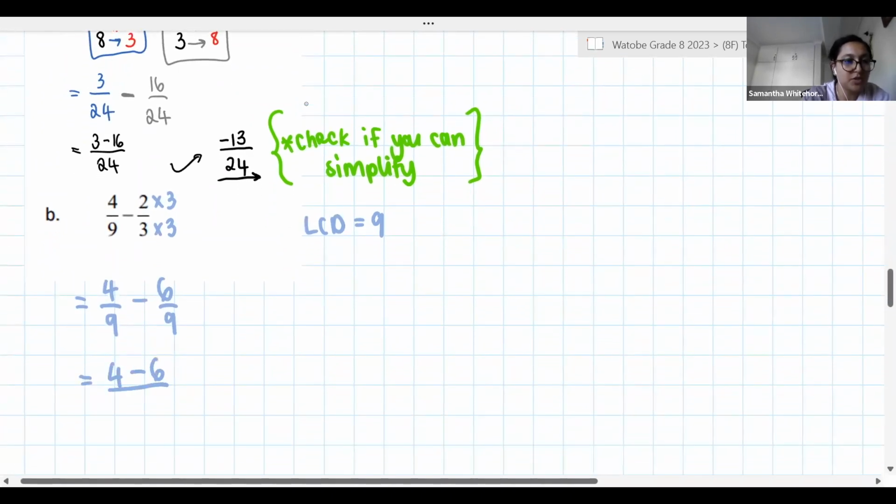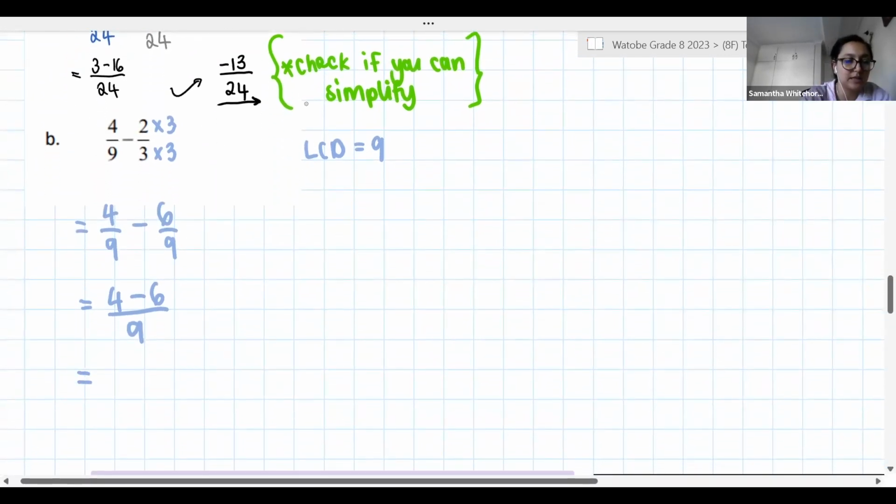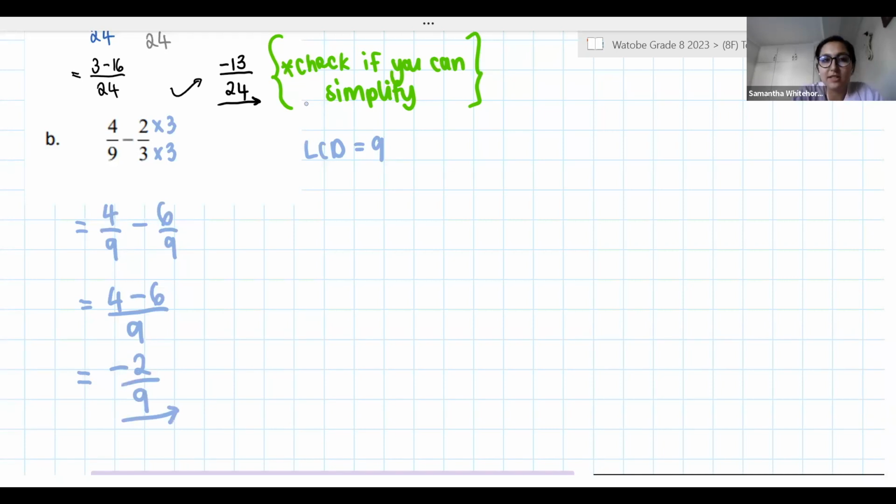Okay, is it +2 or is it -2? What is 4 minus 6? It's -2. -2. Excellent. Well done. So guys, there is our final answer. Very, very nicely done. Very nicely explained. So our LCD here was 9, which meant that our second denominator needed to be made into 9. So we times them by 3. And I got 4/9 minus 6/9. And then I did my subtraction.